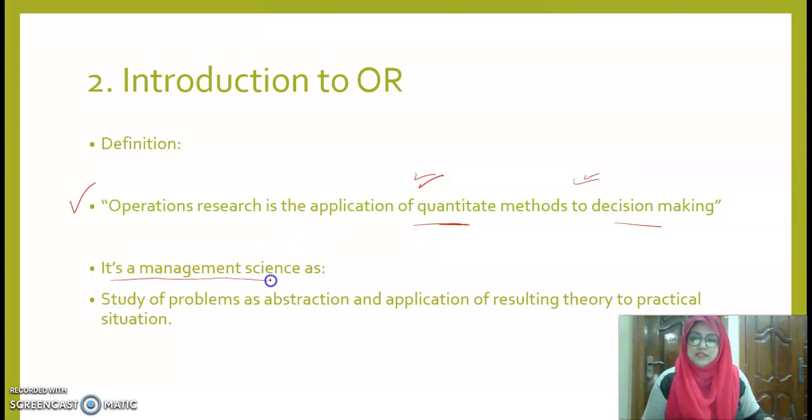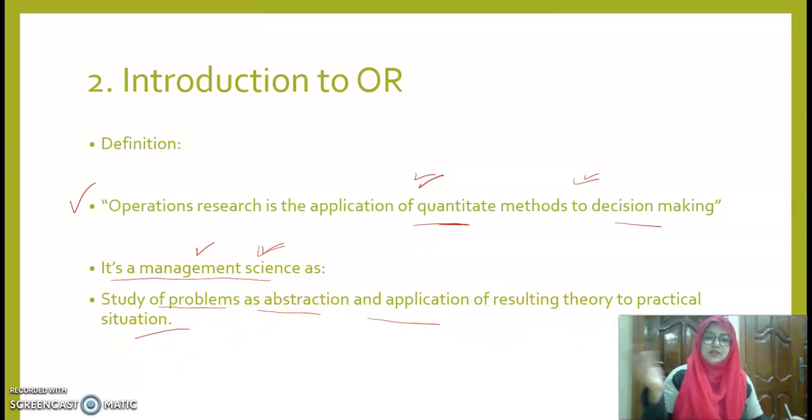Okay, it's a management science. Why? Because we are including both things. We are including the managerial decisions in it, and also we are including some mathematical models as well. So it is the study of the problem as abstraction and application of the resulting theory to practical situations. Whatever the problems are, whatever the situation is, we use mathematical models, and then we derive the best solutions out of it.